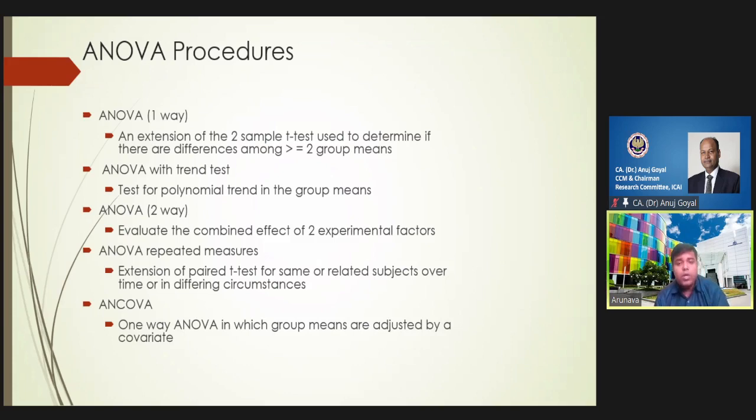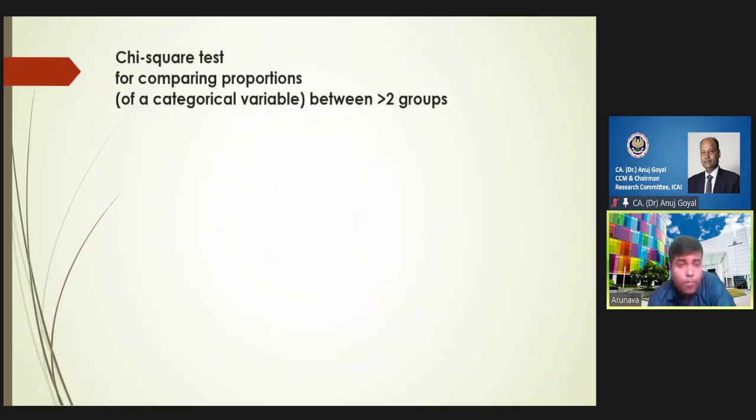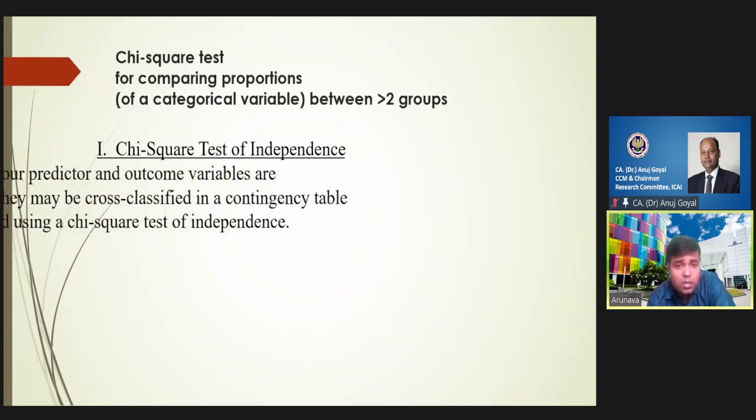And if we have a covariance, we can also use ANCOVA. That is a one-way ANOVA in which group means are adjusted by a covariate. If there is covariation between these, we use ANCOVA. We are not going into the details of ANCOVA as well. Then the chi-square test can be of two types.